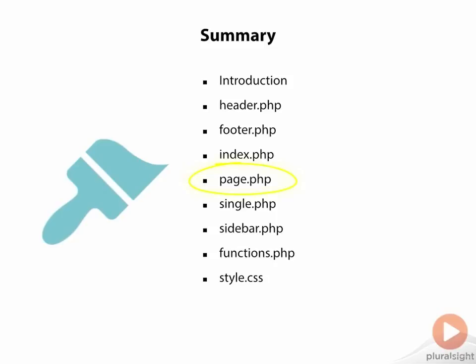Page.php is the default template for WordPress pages. If a page.php doesn't exist, WordPress will fall back to the index.php. Custom page templates can be created by defining a template name, which allows the user to select that template from a dropdown, or by specifying the page slug or ID in the file name like page-about.php.